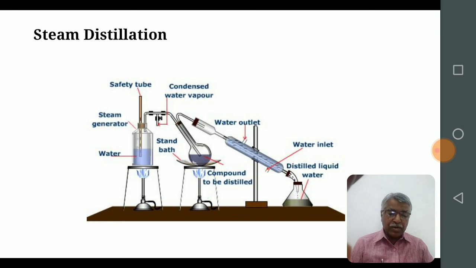A mixture of water and high boiling organic liquid is heated by means of a current of steam. The mixture will boil and distill over at a much lower temperature than the boiling temperature of the pure organic liquid. The apparatus used for steam distillation is as shown in the figure. It consists of a metallic can in which steam is continuously generated by boiling water. The impure organic liquid or the solution to be distilled is placed in a round bottom flask.